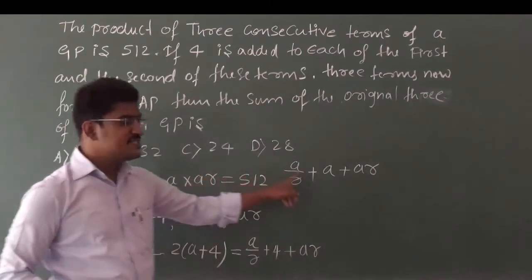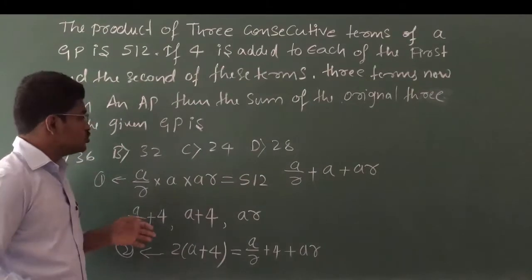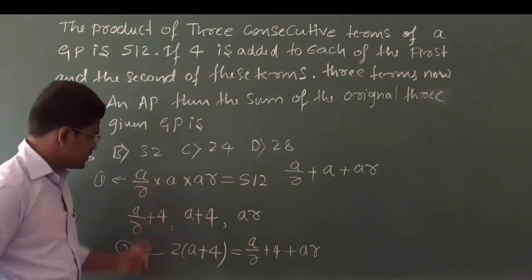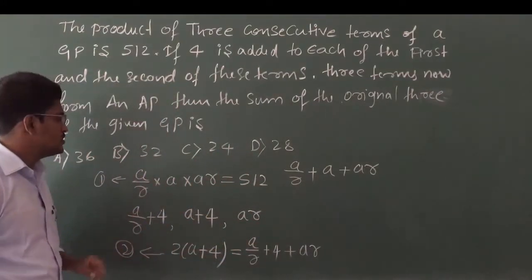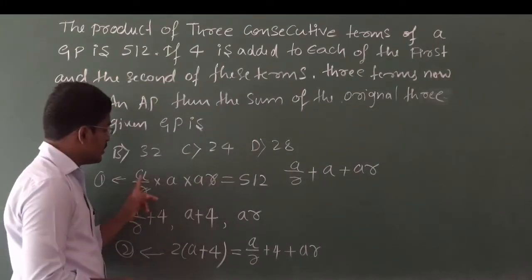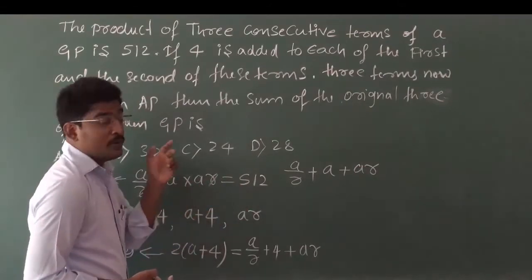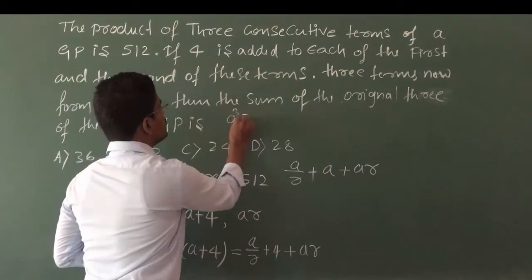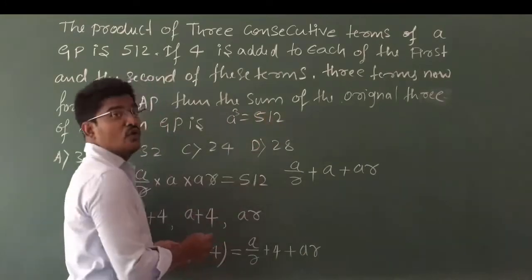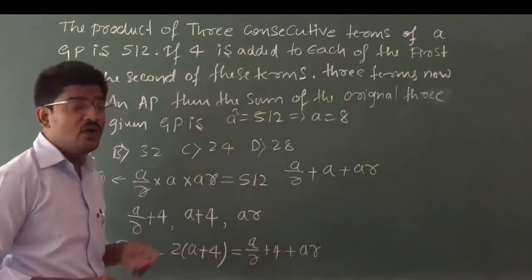If you want to find the sum of these 3 terms, you need the A term and R term. So to find A and R, you have to simplify these 2 equations. Clear? So the product of these 3, I can cancel R and R. A into A cube is 512. A cube, that means A to the power of 3 is 512. As you all know, A will be equal to 8.